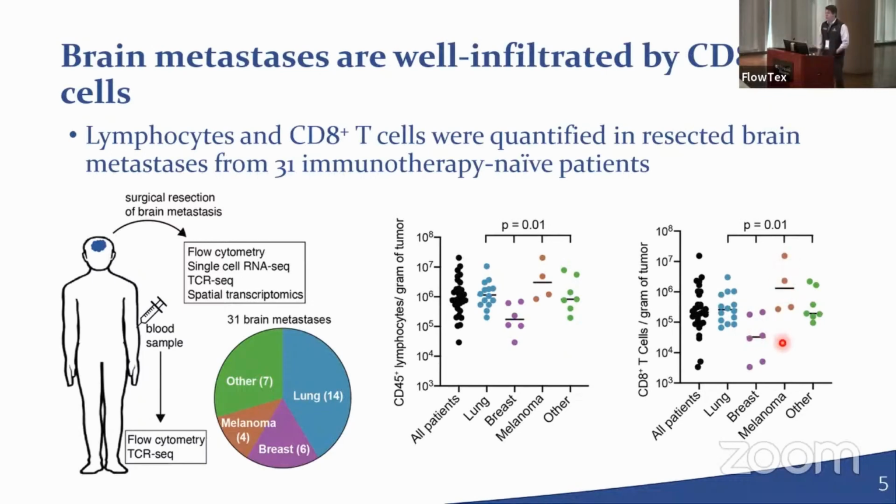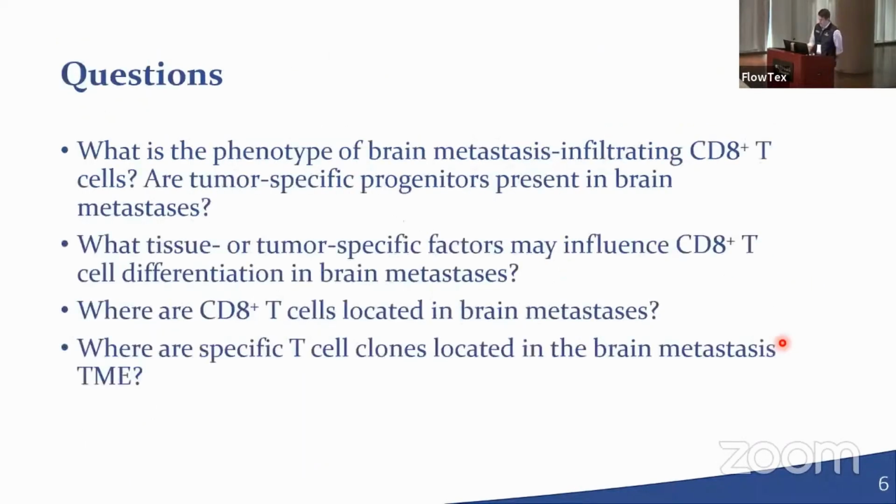And with melanoma, we got a very large number of CD8 T cells out of the patients with these brain metastases. So we had some questions that we wanted to answer in this study, and this is published if you want to go back and look. But the main ones I'll talk about here are the first and the fourth.